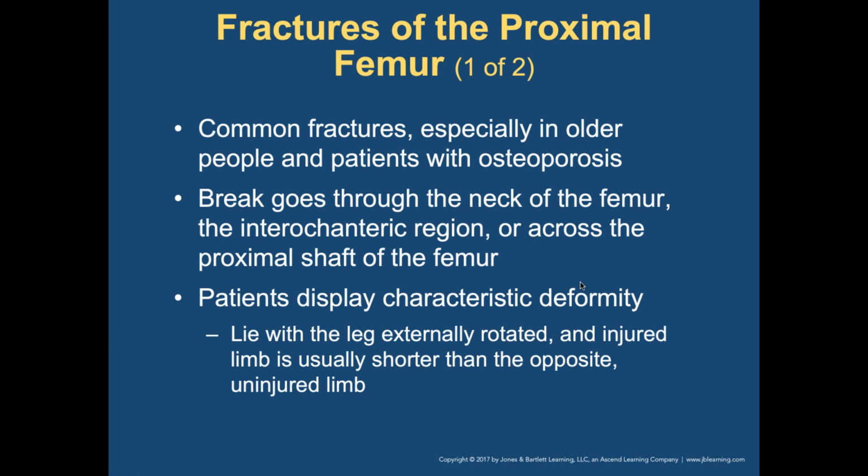Fractures of the proximal end of the femur are common, especially, like I said before, in older patients or people with osteoporosis. If the break goes through the neck of the femur and across the proximal shaft of the femur, patients display a very characteristic deformity. They lie with the leg externally rotated outward, and the injured limb is usually shorter than the opposite uninjured leg.